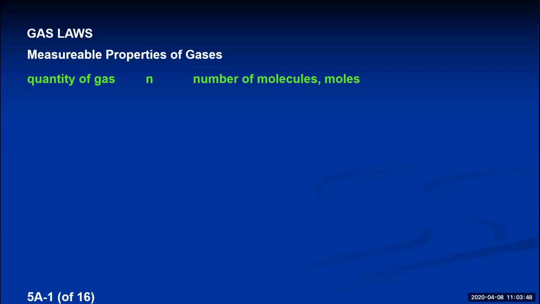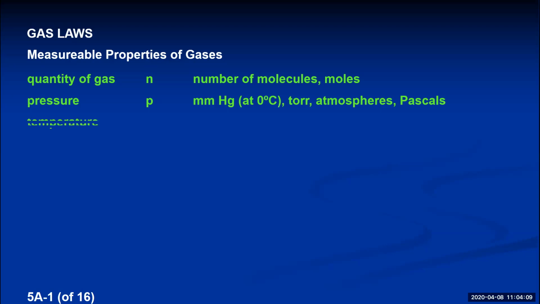Another measurable property of a gas is its pressure. That's going to be designated by a lowercase p, and that's measured usually in millimeters of mercury. It's technically defined as the height of a mercury column at 0 degrees Celsius, but pressure can also be measured in the units of torr, atmospheres, and pascals, which we'll discuss later.